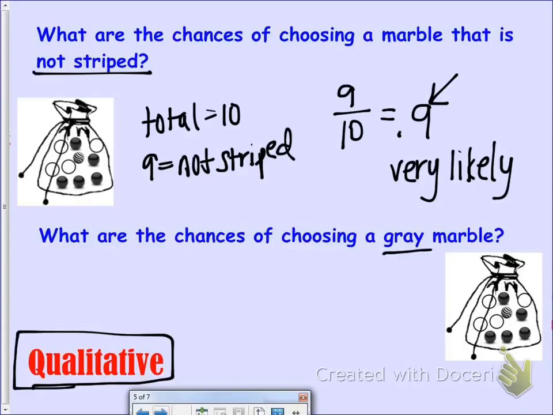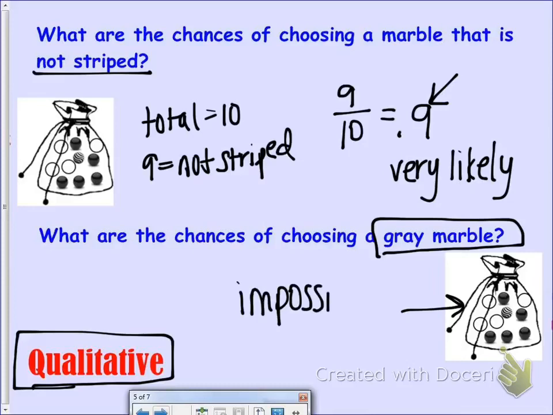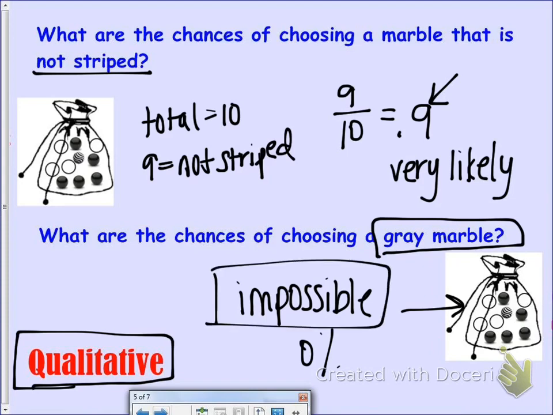Alright, so here they want to know what's the chance of choosing a gray marble. But if you look at this bag of marbles, there are no gray. It's white, black, or striped. So this is an impossible probability. It is a 0% chance of happening. So again, qualitative talks about these verbal words right here, whereas quantitative talks about the number.